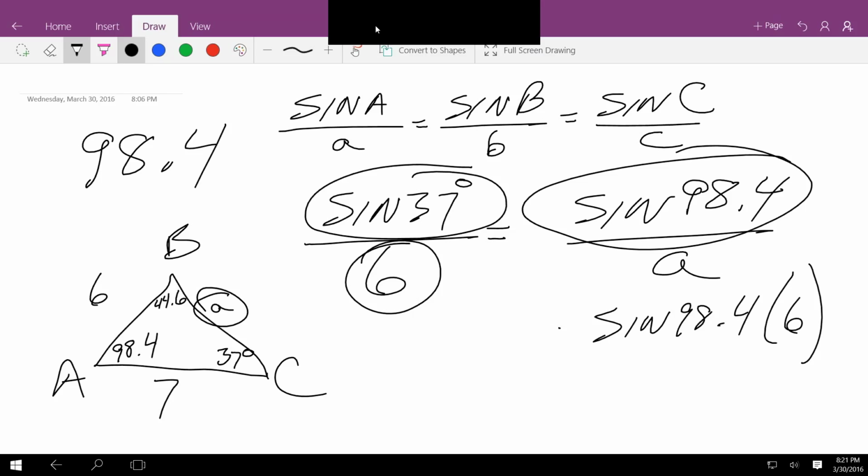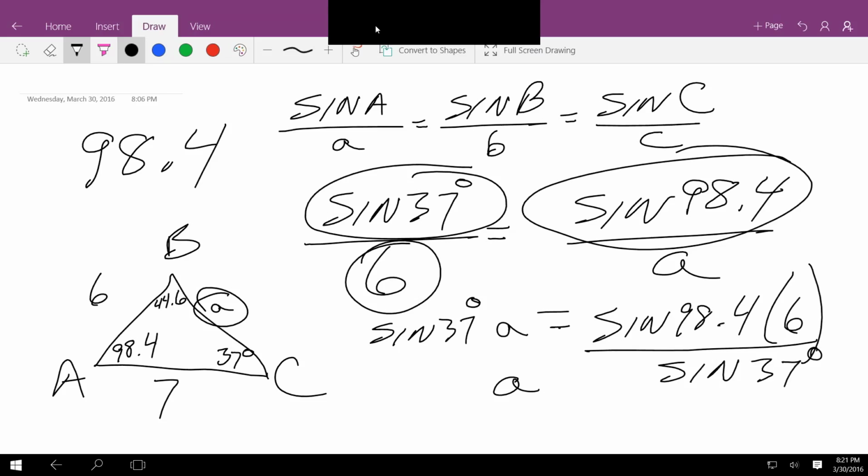Well, we don't need to actually come up with a number. The other side of the equation would be just sine 37 times A. So now A is going to be, on the right side, divided by the sine of 37. Right here is your answer.